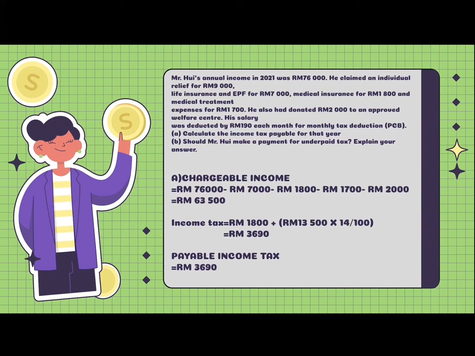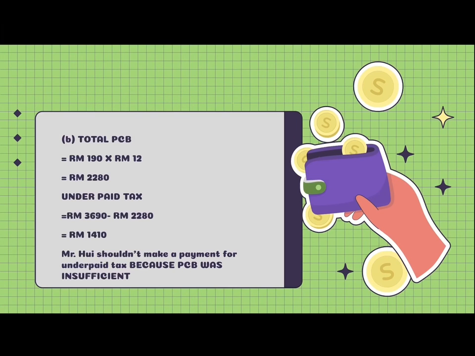B. Should Mr. Hui make a payment for underpaid tax? Explain your answer. So I need to find out the total PCB, which is 190 times 12 ringgit, equal to 2,280 ringgit. So the underpaid tax is 3,690 minus 2,280, equal to 1,410 ringgit. Mr. Hui should make a payment for underpaid tax because the PCB was insufficient.